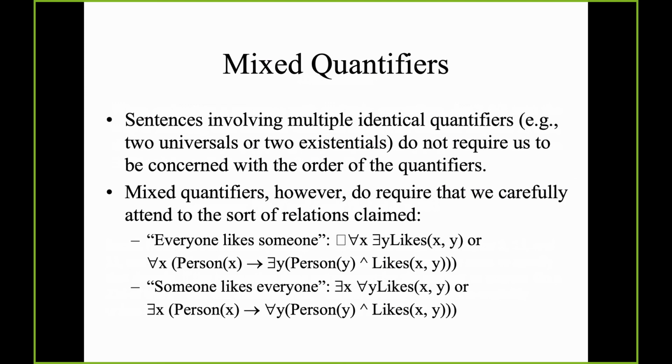But I did it. Someone likes everyone. There is an x for every y such that x likes y. Or there is something x that likes everything y. That's the second example.